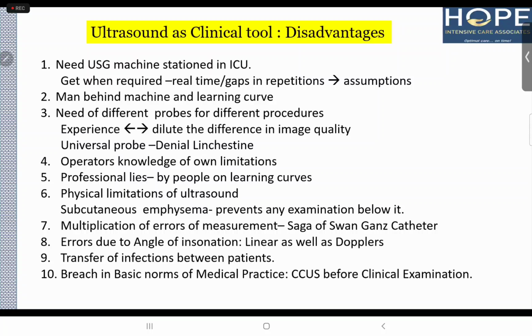Just to give an example, in the previous images, we have shown that the patient had pericardial effusion but was not in tamponade. So that means just by seeing pericardial effusion, don't jump to a conclusion. Transfer of infections between the patients discussed, and breaches in basic normal medical practice are also enumerated.